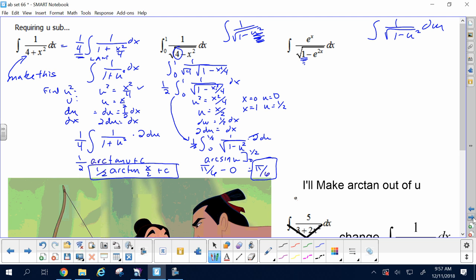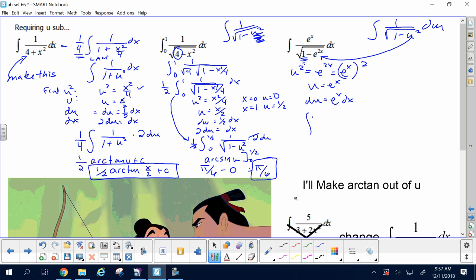But I do have to choose my u squared. Well, it looks like u squared wants to be e to the 2x. Let's rewrite that. What's another way to think of e to the 2x? E to the x squared. So if u squared is e to the 2x, then u squared is e to the x squared, which means u is e to the x, which means du is e to the x dx.